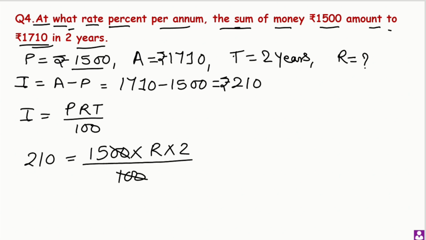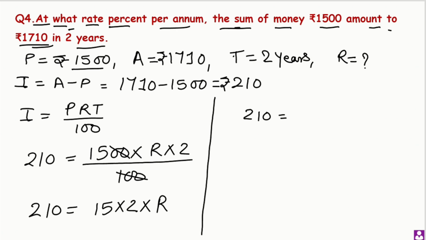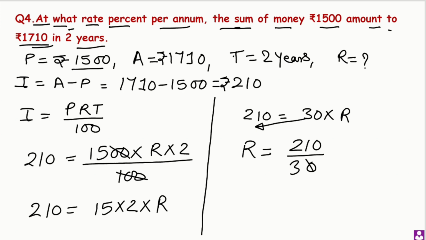This 20 will be cancelled with these 20. Now the value we have is 210 equals 15 times 2 times R. Now we have 210 equals 30 times R. Now this 30 will transpose to the other side and it will go in the denominator. So R equals 210 over 30. The 0 will be cancelled. 3 times 7 is 21. So R equals 7%.